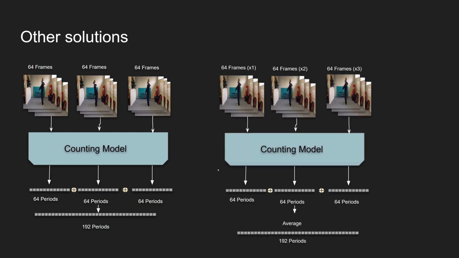Another way that other systems do it is they take multiple sample rates of the video. So for example, it'll take the first 64 frames of the video, and then it'll also speed up the video by 2 and take another 64 frames. And then it'll speed up the video by 3 and take another 64 frames. And then it'll average together their predictions to try and understand exactly what's going on.